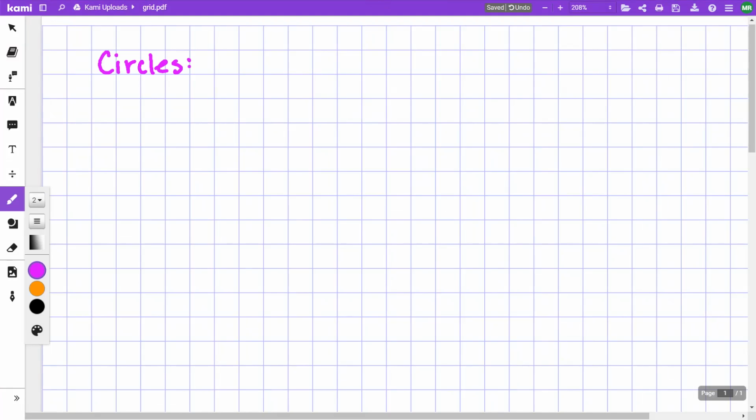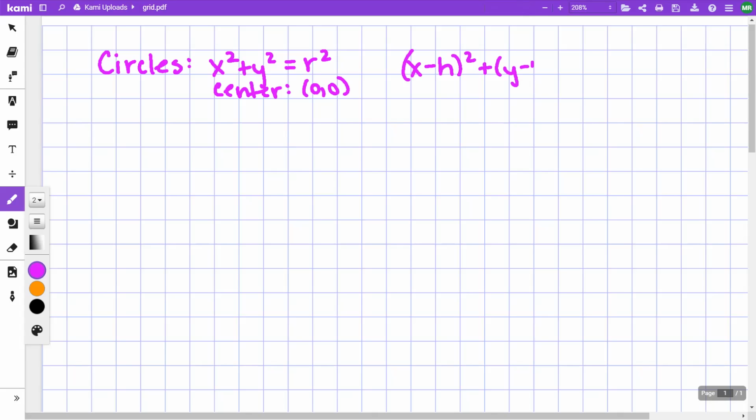There's two basic equations for a circle: x squared plus y squared equals r squared, when your center is at 0, 0. The other one is x minus h squared plus y minus k squared equals r squared, if your center is at h comma k.